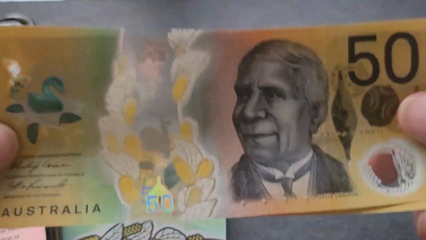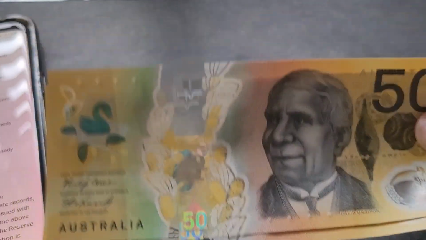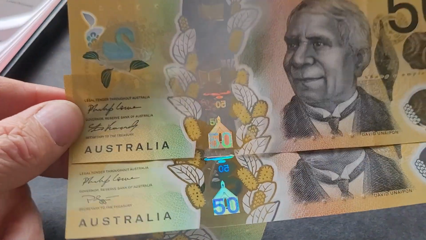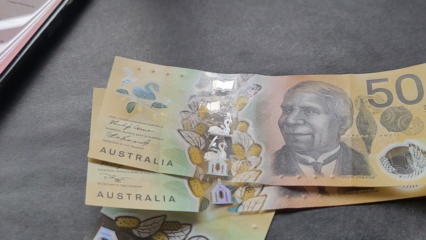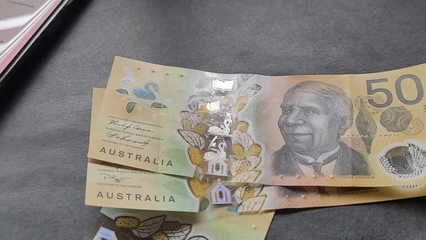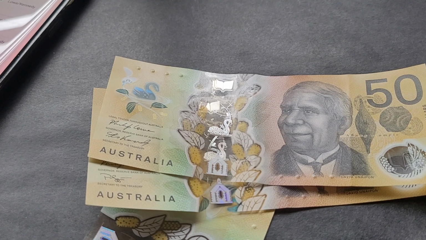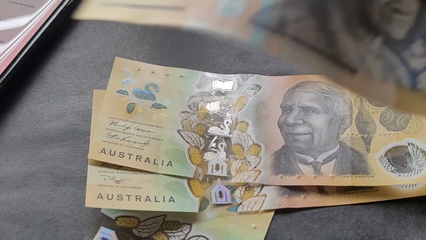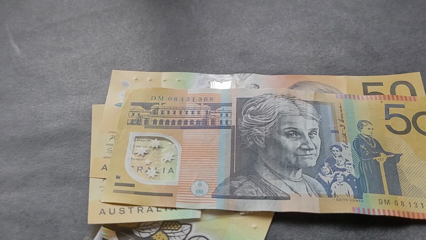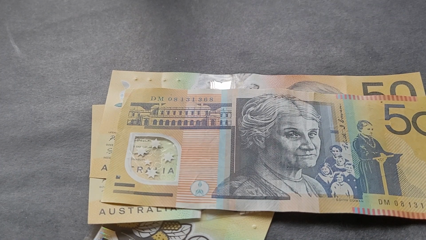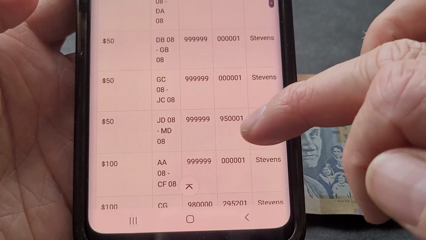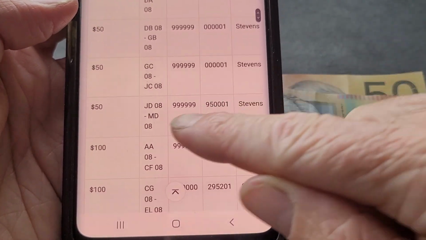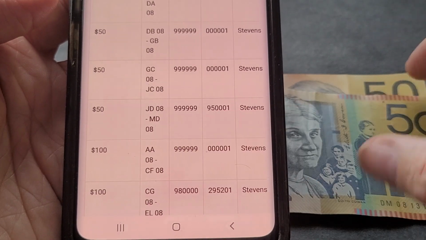So you're wondering which one's more collectible? Well, for the first and last prefix, it will be this one. But still, 1.5 million. Let me get one of the older banknotes out. Okay, so we have the 2008. So let's have a look and see how many were printed in 2008. So we got about 1 million for the first prefix. For the last prefix, we still have about 950,000.